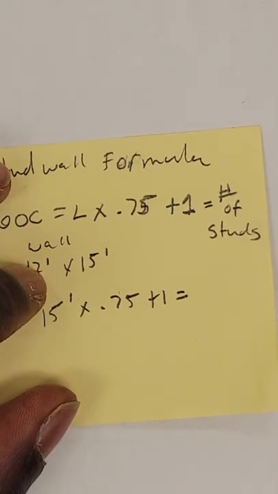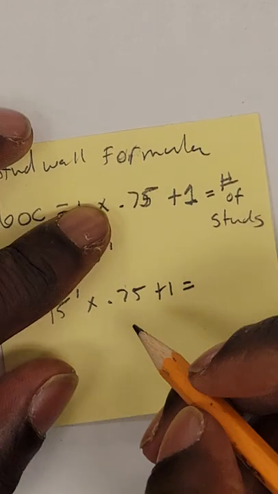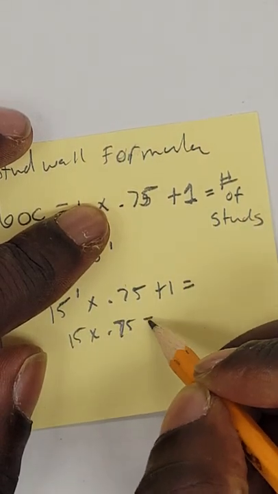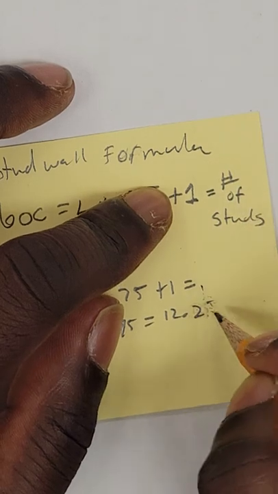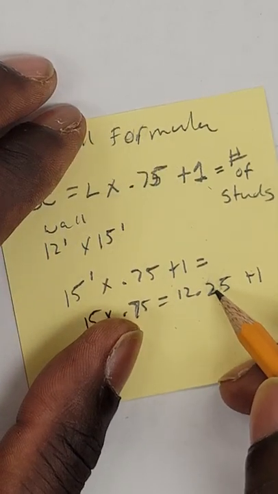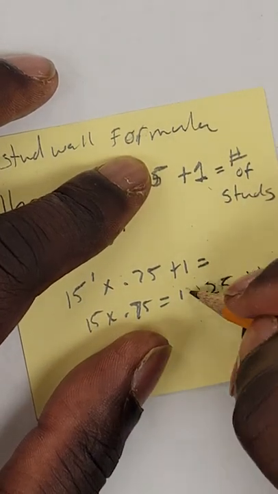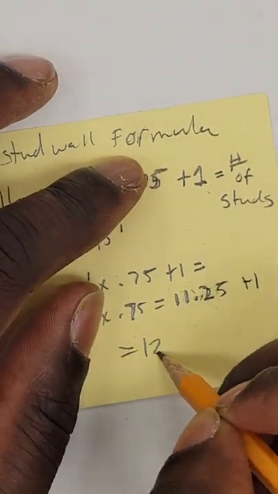So you go 15 times 0.75 equals 11.25. I'm going to add the 1 because it's an end wall. The decimal is lower than 5, so you leave it, but you have to add your 1, so it gives you 12 studs.